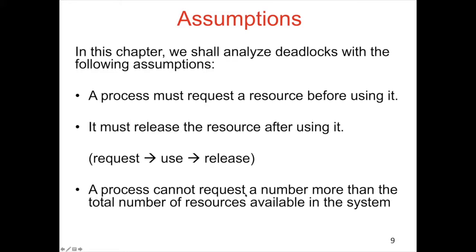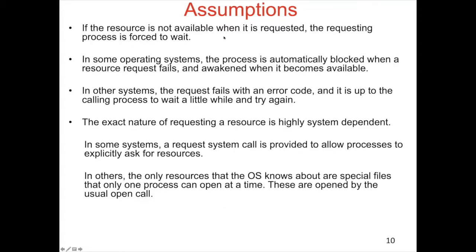A process cannot request a number more than the total number of resources available in the system. If the resource is not available when it is requested, the requesting process is forced to wait. In some operating systems, the process is automatically blocked when a resource request fails and awakened when it becomes available. In other systems, the requests fail with an error code, and it is up to the calling process to wait a little and try again.